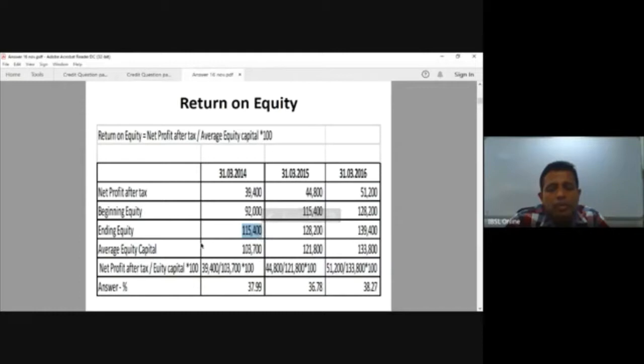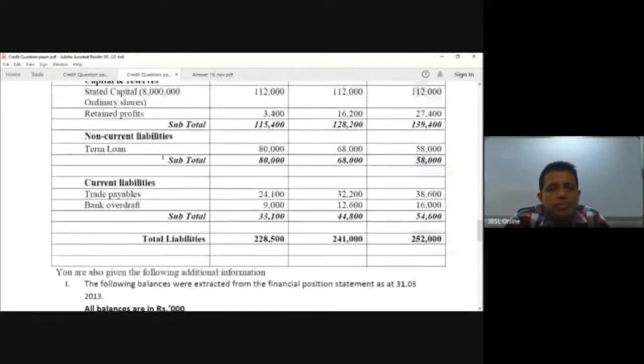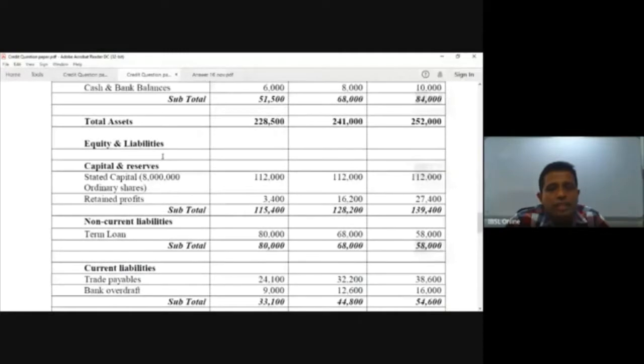Now we will see how it has been arrived at. 115,400. Go to your question, the 2014 balance sheet. Here, 2014 equity means stated capital plus reserves. Stated capital is 112 million every year, right? For retained earnings, they have 3,400. Therefore, altogether 115,400 is the ending equity.